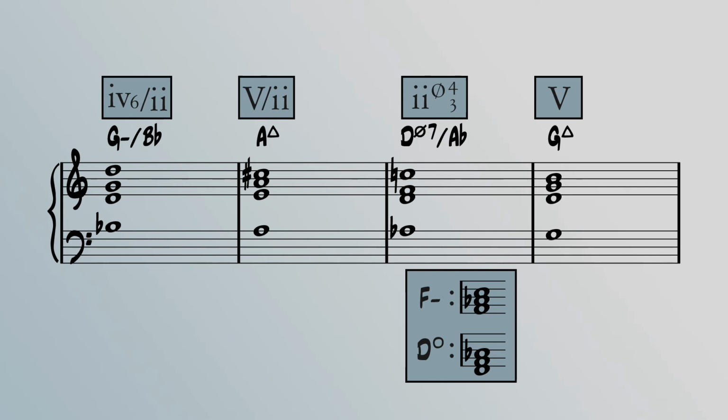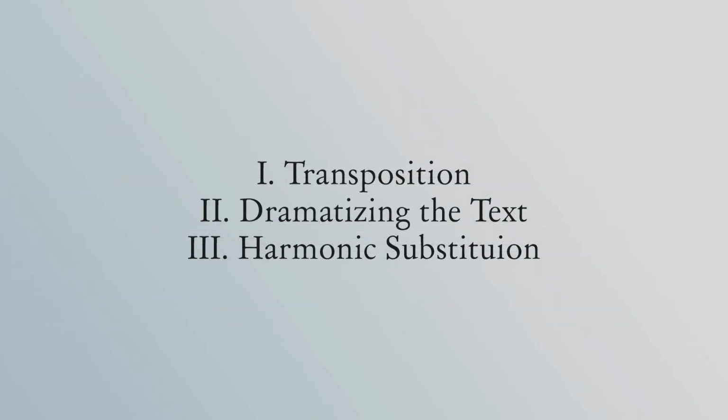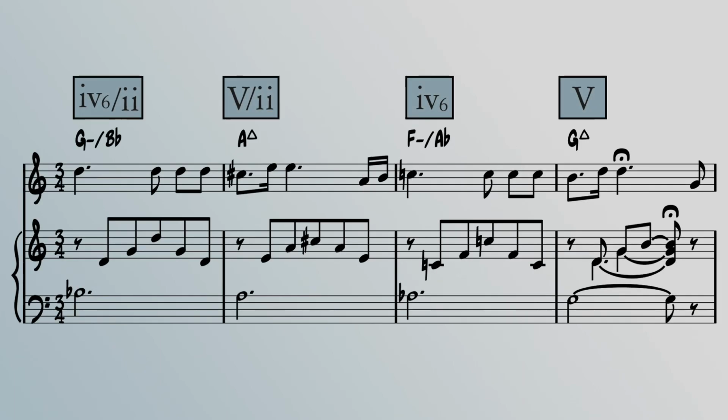And this is similar to substituting the 1 chord with the 6 chord following a 5 chord, or what you might refer to as a deceptive cadence. So now we have 3 potential reasons for harmony we might have initially thought to be unrelated. Those reasons being transposition, dramatizing the text, and harmonic substitution. And with these connections in mind, let's take another listen to this excerpt.